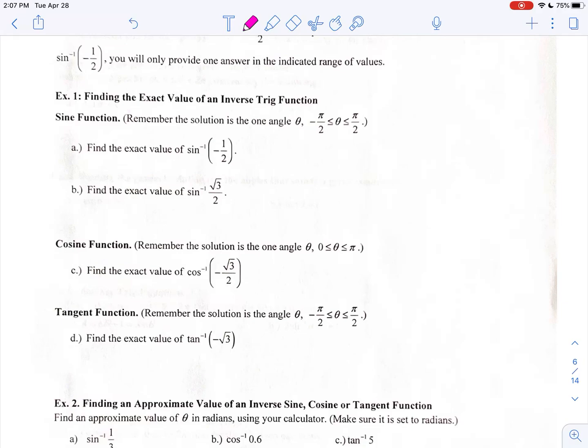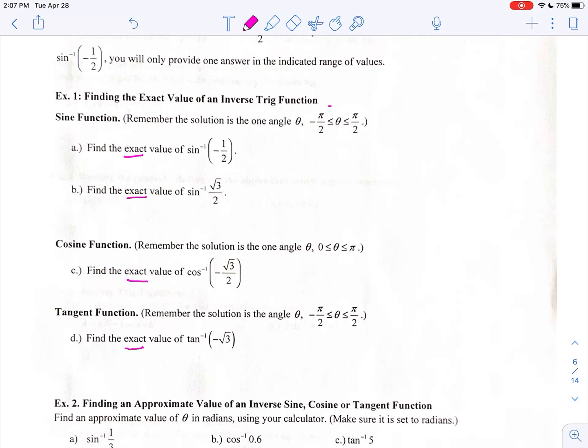There's a keyword that I want to focus on, which is "find the exact value." So that means that without using a calculator and using your knowledge of the unit circle, we're going to answer the question that asks, what is the inverse sine of -1/2?